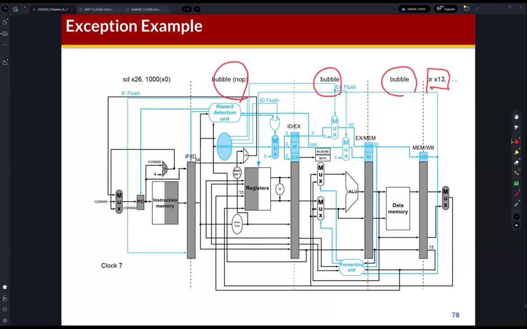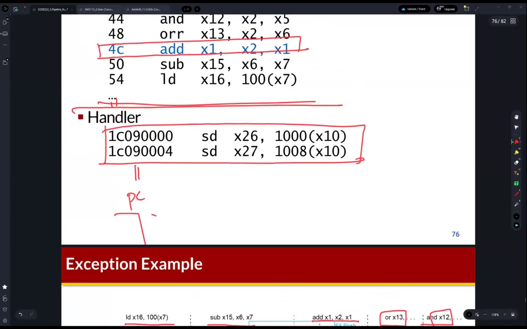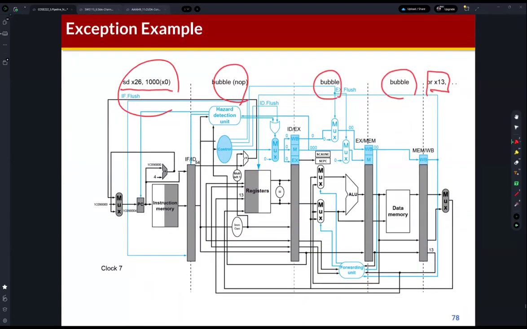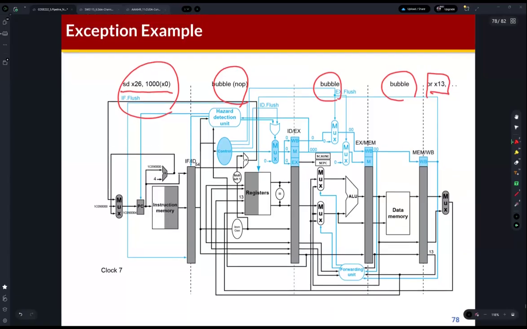And then, this is the store instruction. What is this store instruction? This is the first instruction of the exception handler. The exception handler is called. Okay, so you can find that the exception handler is called in the instruction fetch stage. Please try to understand how exceptions are handled.